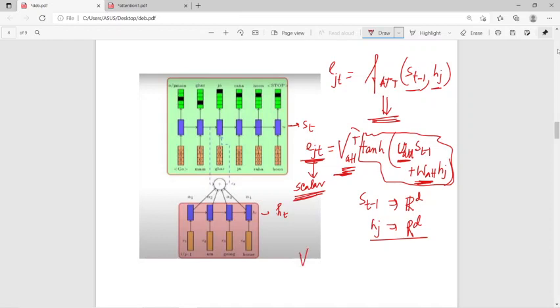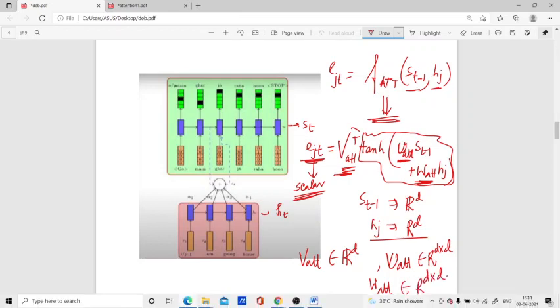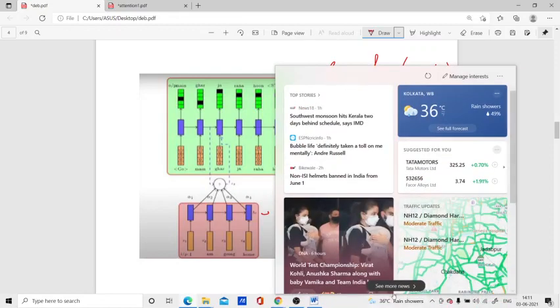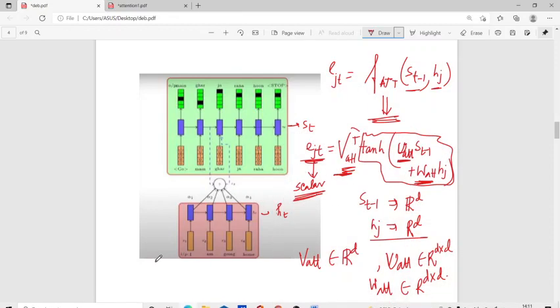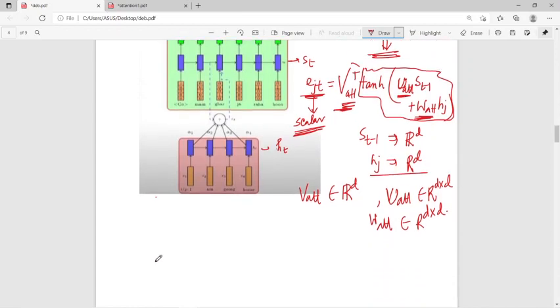So here this V attention has dimension R^d. The W attention is also of dimension R^(d×d), and we have to introduce this particular matrix as well. That is the additional parameter of the corresponding model, and this parameter will be learned along with the other parameters of the encoder and decoder model.